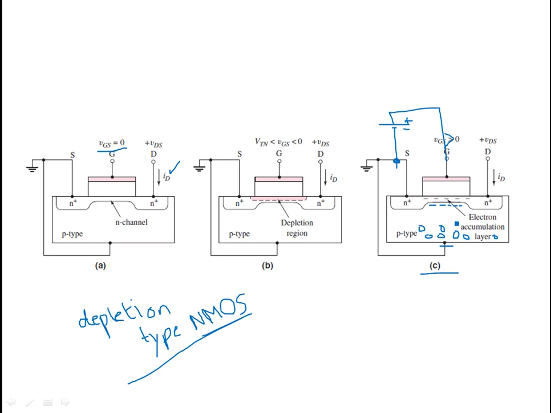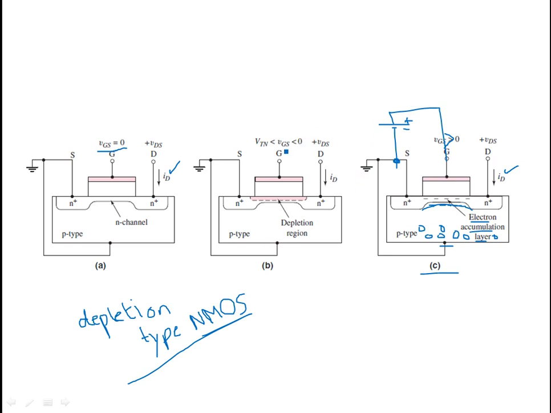So VGS greater than 0 causes an electron accumulation layer over here. What this does is increase the width of the channel. So the current from drain to source increases, because the channel width increases, so that you have more space charge density over here. So the current is going to increase.